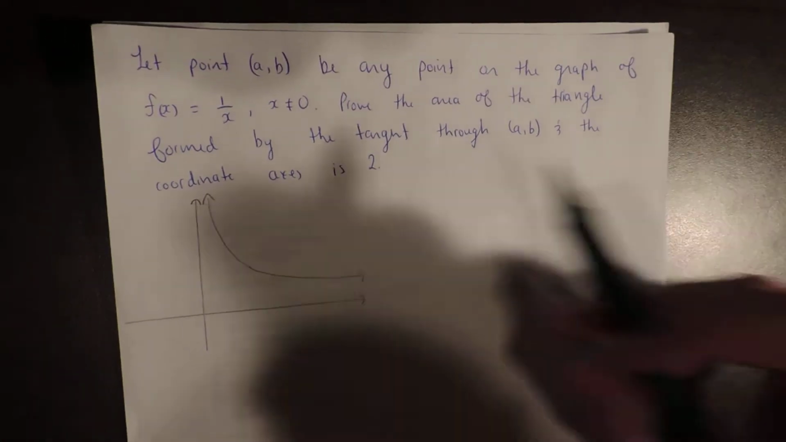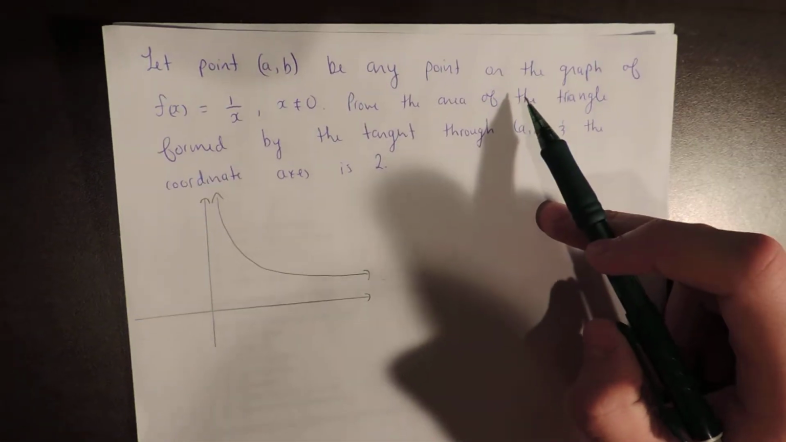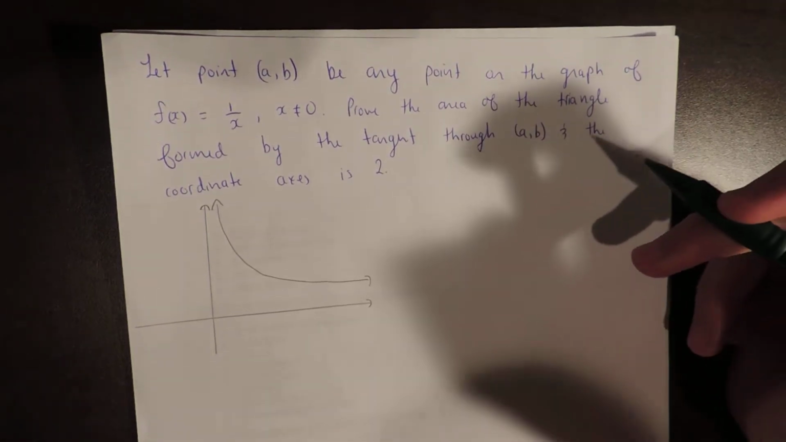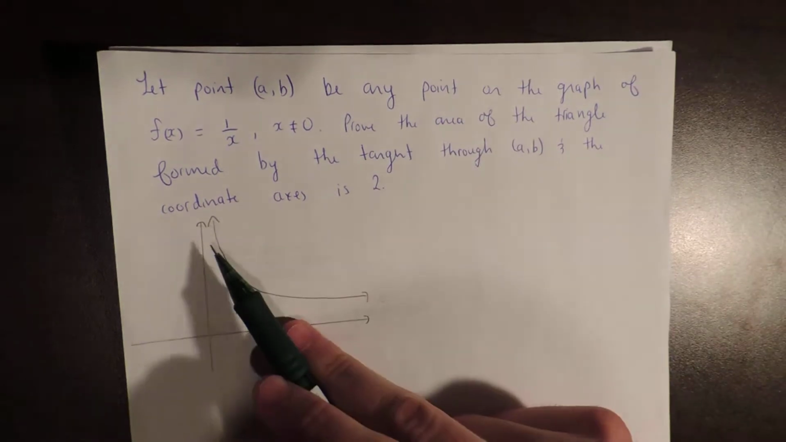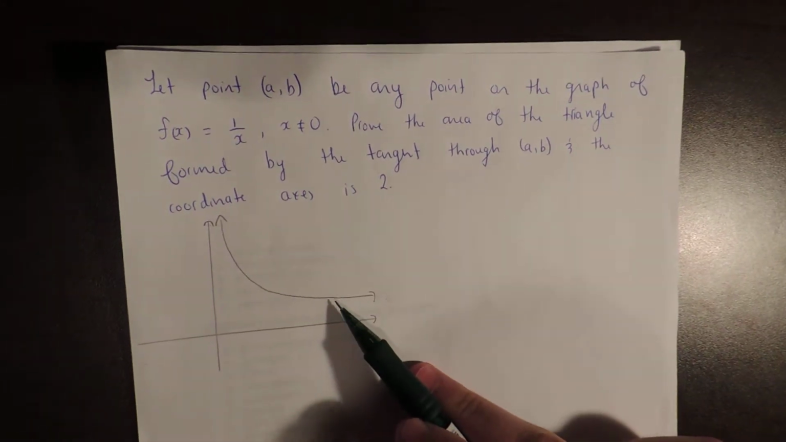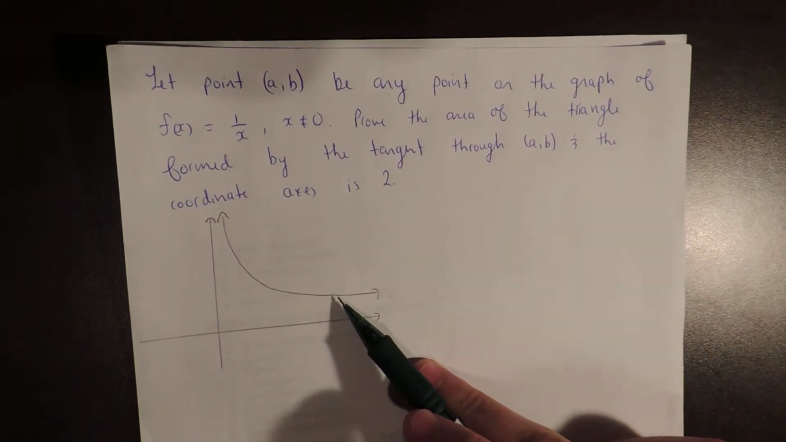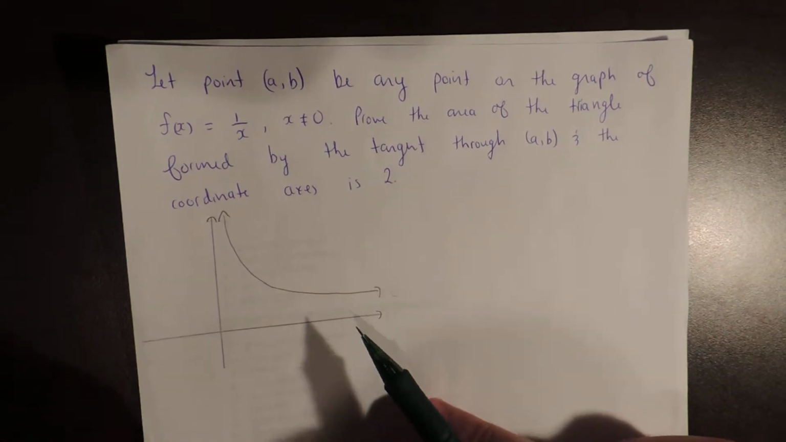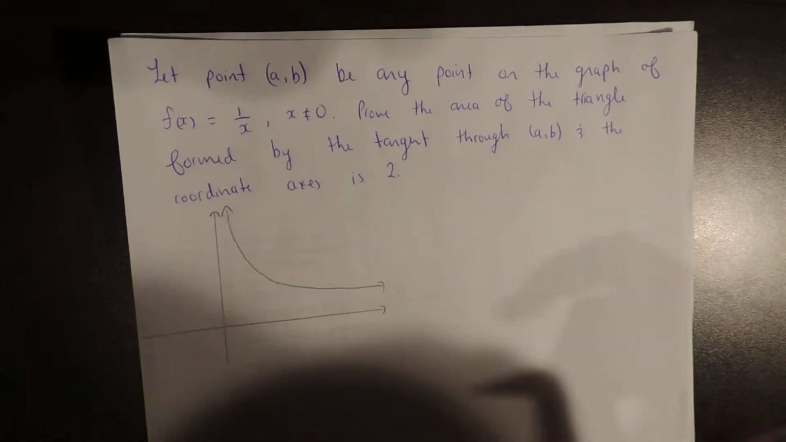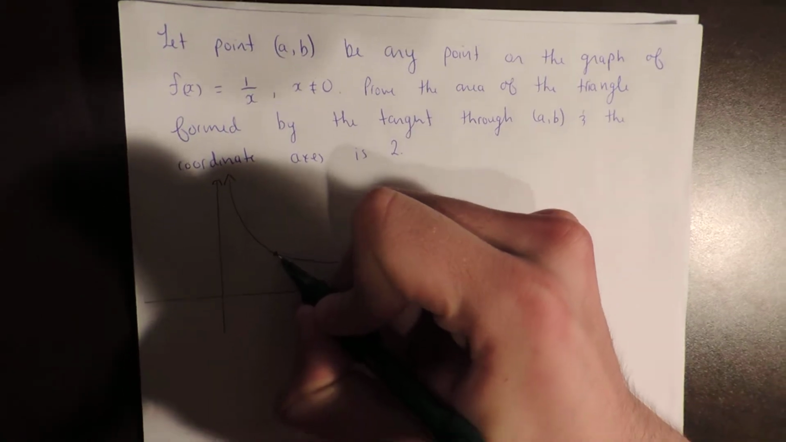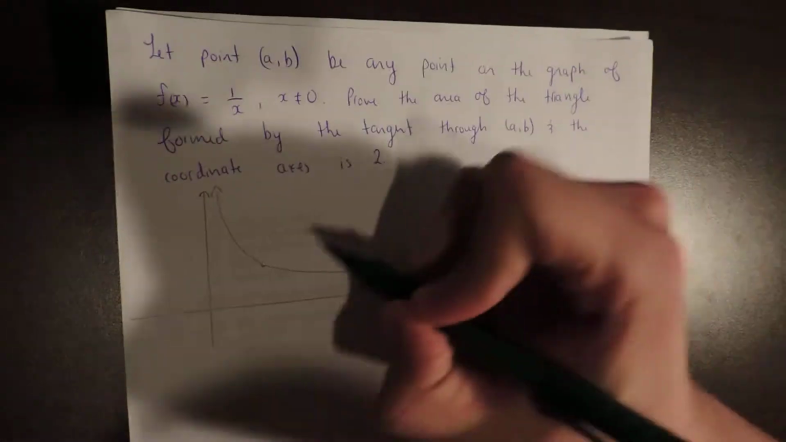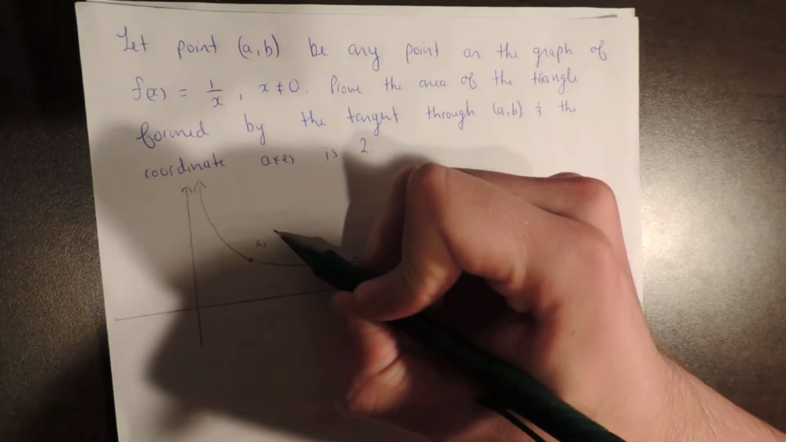So it says let point A, B be any point on the graph. It can be anywhere, and you have to prove that the area of the triangle formed by the tangent will equal 2, and I'll demonstrate. Say I'm going to use this point as an example. We're going to label that point A, and then 1 over A.